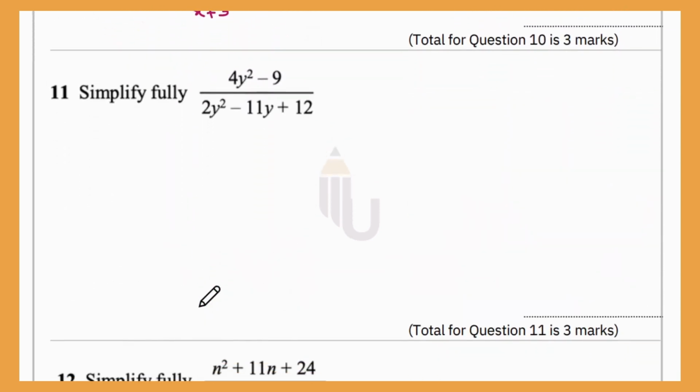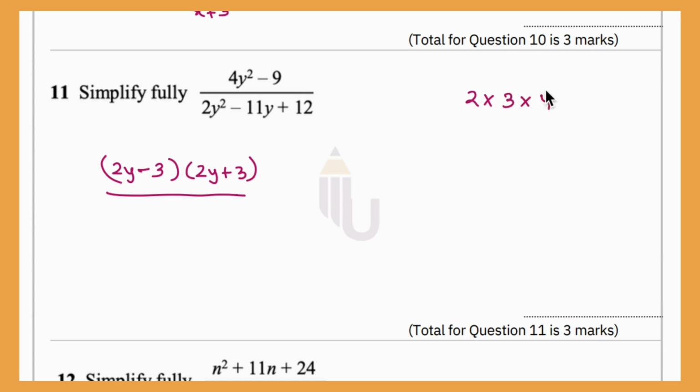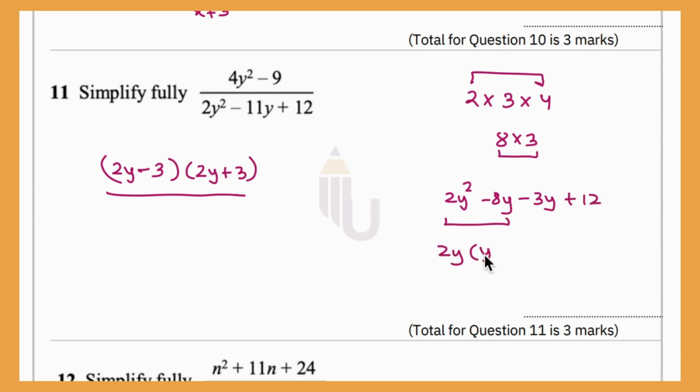Here we have 4y square minus 9, so it can be written as 2y square minus 3 square, so 2y minus 3 and 2y plus 3, while for the denominator we can work again the same way what we did in the previous question. 12 will be written as 3 and 4. Okay, we can break it down, but it's not required. 2 and 4 will be 8. 8 and 3 can give me 11. So I'll write 2y square minus 8y minus 3y plus 12. And from the first two terms 2y common, it will be y minus 4, then minus 3, y minus 4.